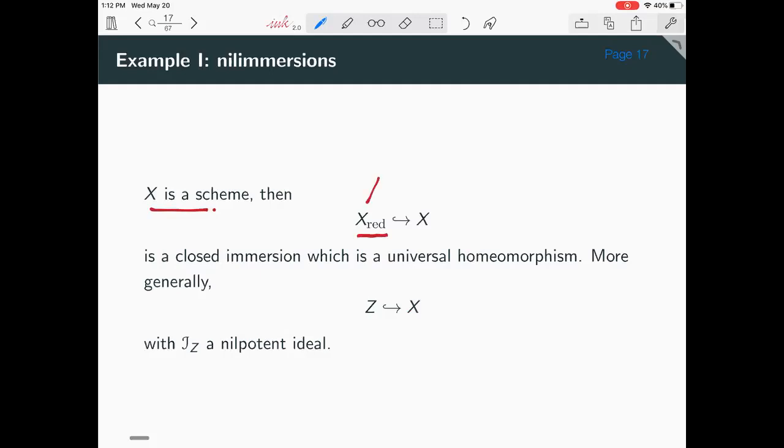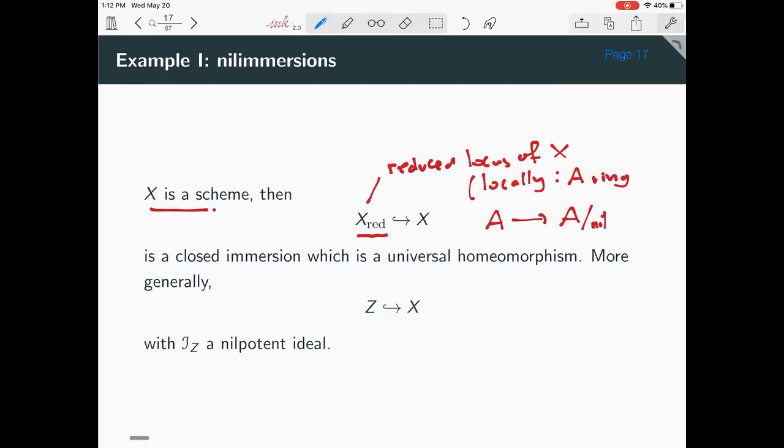you can consider the reduced locus of X. Locally, X is modeled by some ring, and the reduced locus is just the Spec of the map that takes A and mods out by the nilpotents. Let's make it reduced. So it's a closed immersion, which is actually a universal homeomorphism.